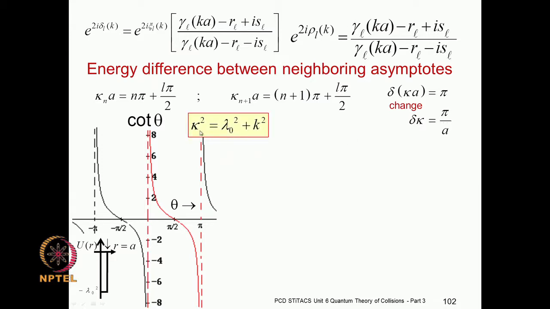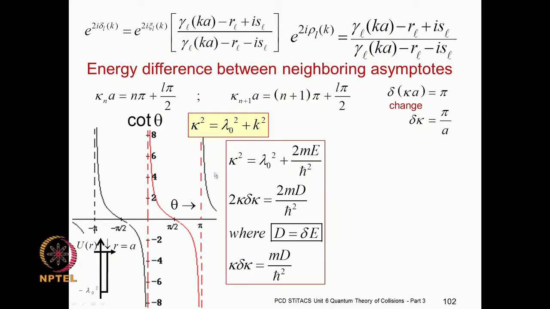So now you have kappa square equal to lambda 0 square plus k square. From this, we can take the derivative, so you get 2 kappa delta kappa from the left, and this one is just the depth of the potential, so that doesn't change. And then you have the 2m over h cross square d, because E is h cross square k square over 2m, okay? So here you get kappa delta kappa, the 2 will cancel, so kappa delta kappa will be m d over h cross square. But now you have a delta kappa from here, but you also have a delta kappa from here. So you can put the 2 together, and what do you get?